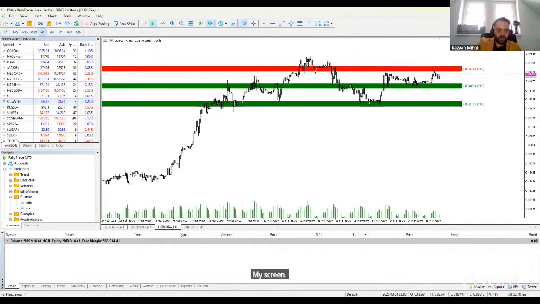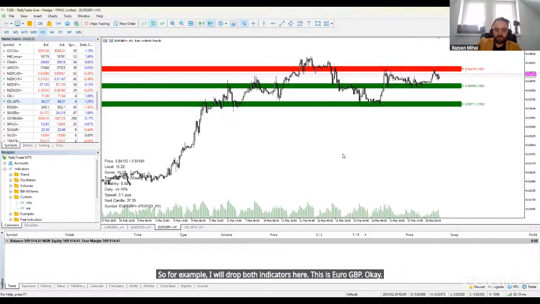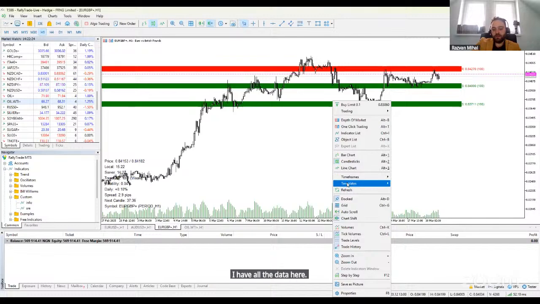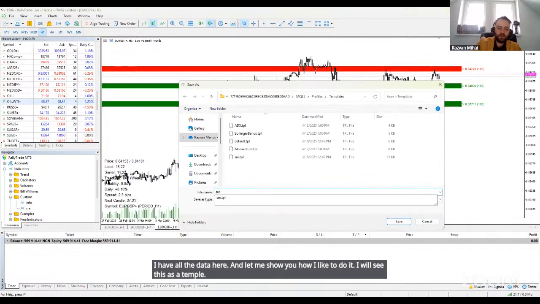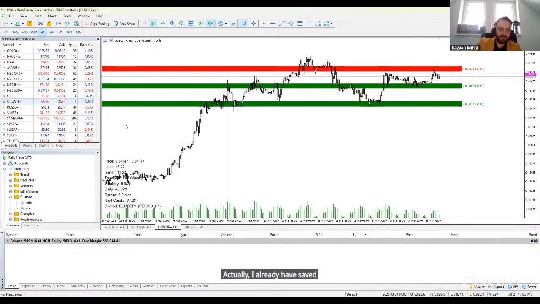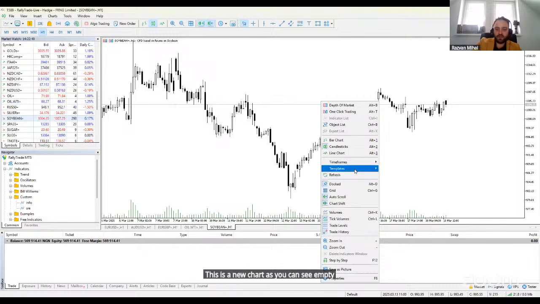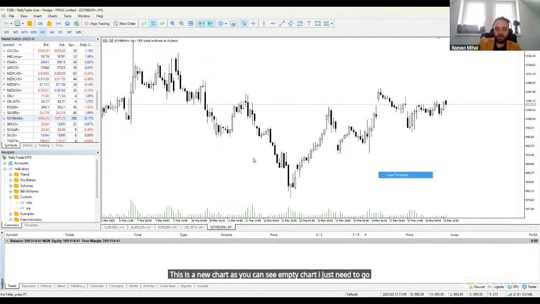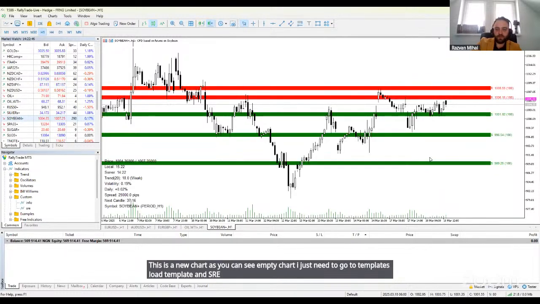So, for example, I will drop both indicators here. This is Euro GBP. Okay, I have all the data here, and let me show you how I like to do it. I will save this as a template. Actually, I already have saved it as I said. This is the way I like it. Let's take soybean. This is a new chart. As you can see, empty chart. I just need to go to templates, load template, and SRE. I have it on soybean.